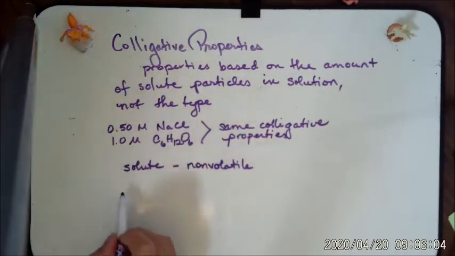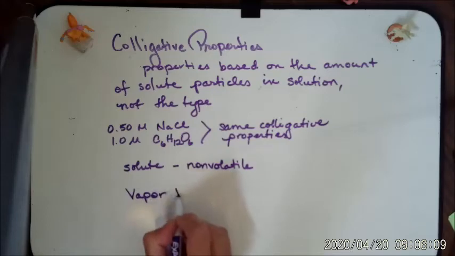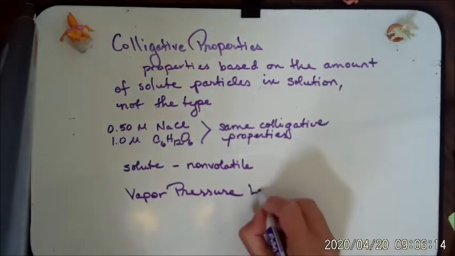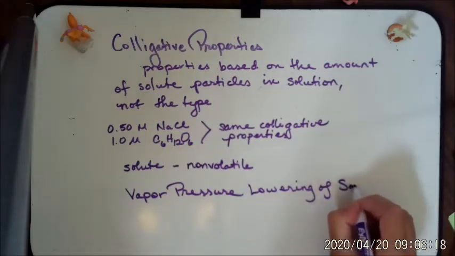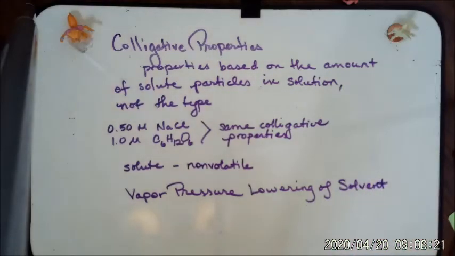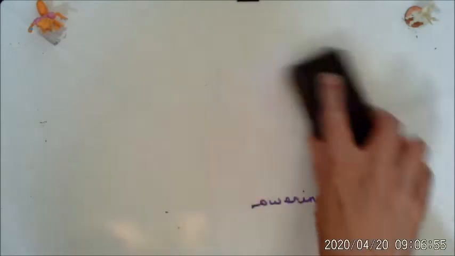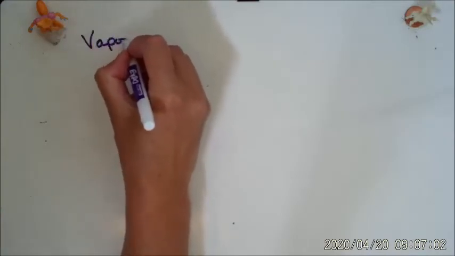Okay, so let's talk about our first colligative property, which is vapor pressure lowering of the solvent. Okay, so vapor pressure lowering. Why?